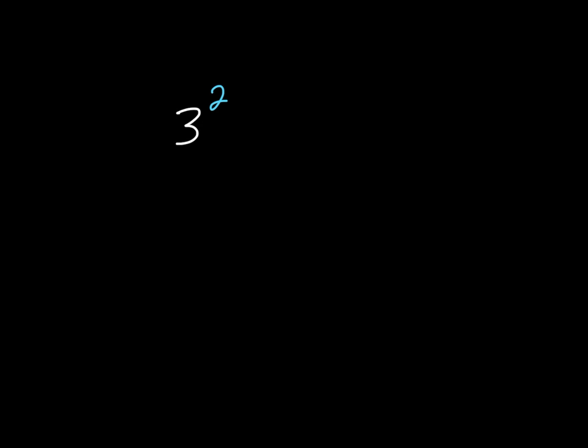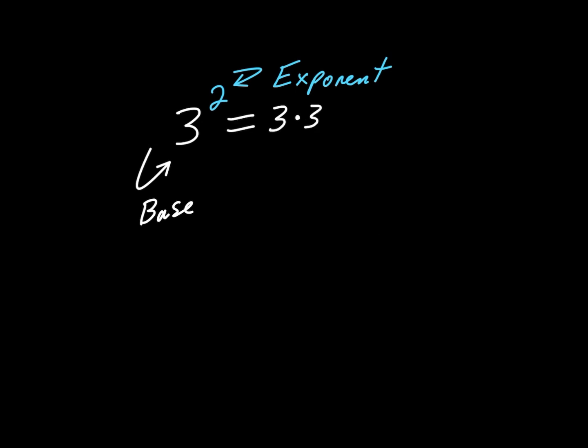This number right over here is called the base. And that top number is called the exponent. What the exponent tells us is how many times we multiply the base by itself. So this would be 3 squared, which equals 3 times 3. Notice how that exponent told us to multiply that 3 two times.